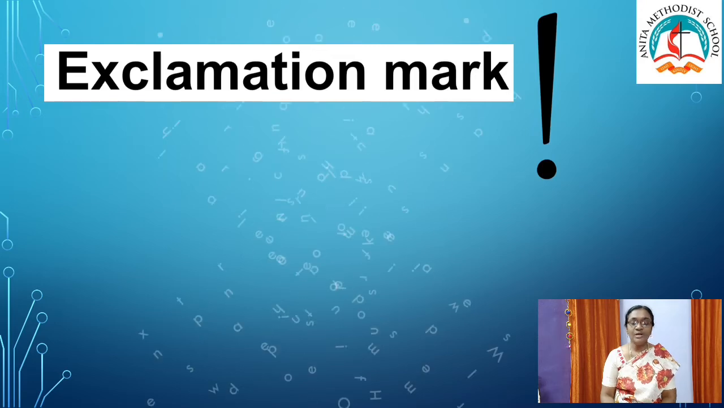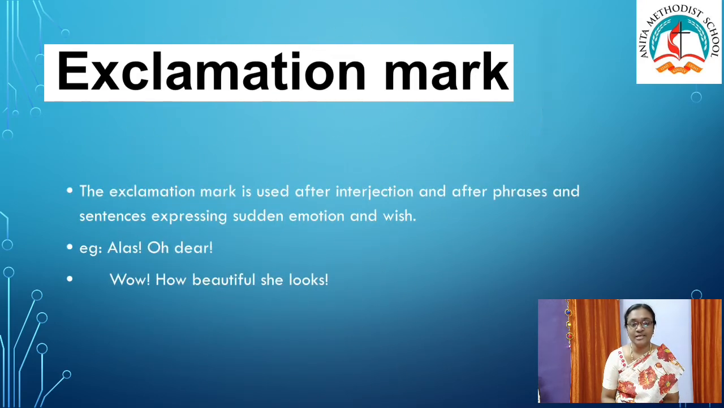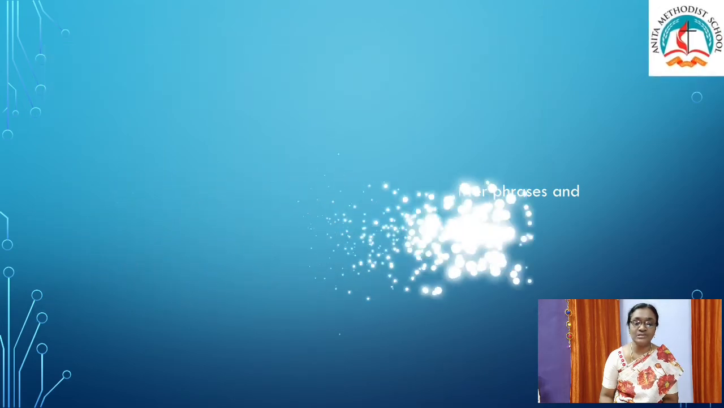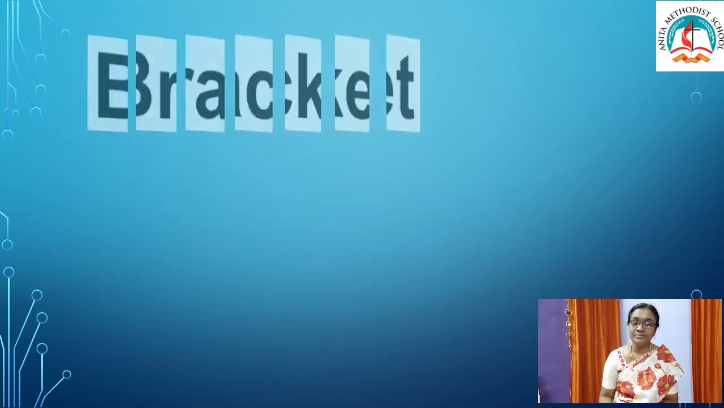The next one we are going to see is exclamation mark. The exclamation mark is used after interjections and after phrases and sentences expressing sudden emotion and wish. For example, alas! Can you see the exclamation mark? Oh dear! When you are expressing some feelings or emotions. Wow, how beautiful she looks! Look at the exclamation mark.